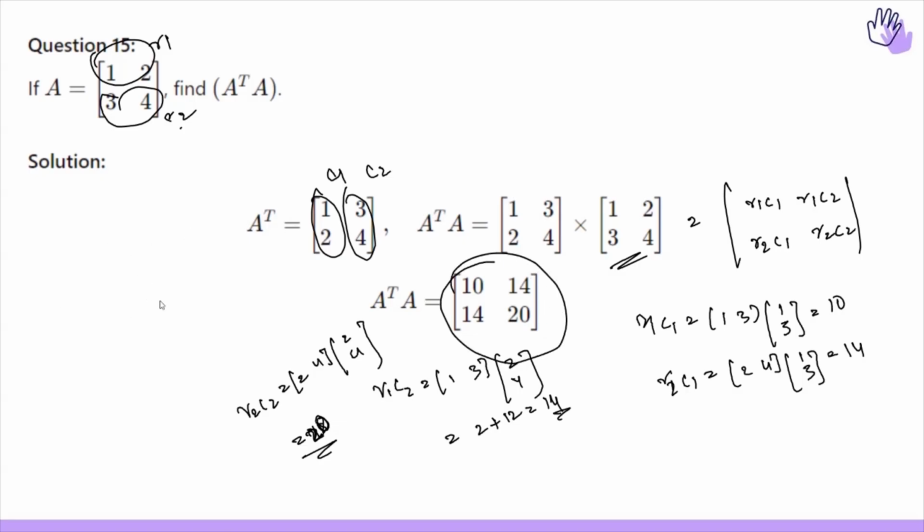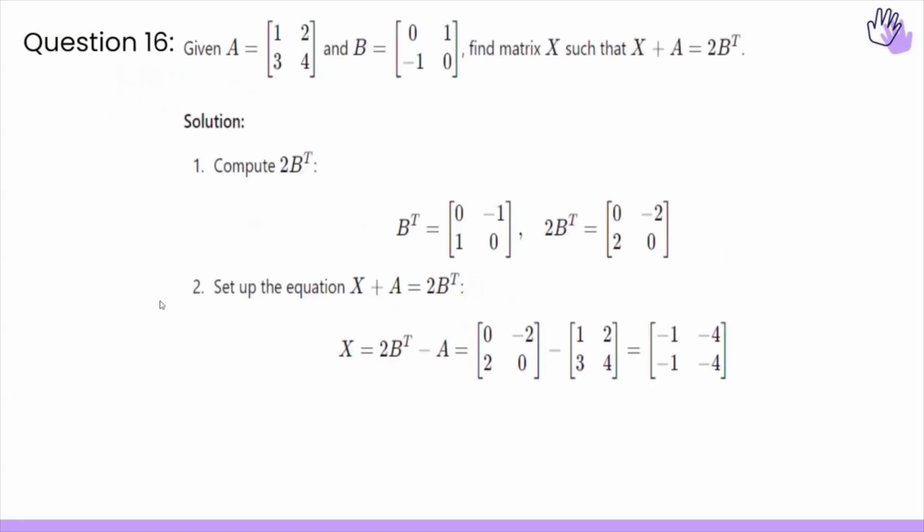Come to the next question. Given A equal to 1 2 3 4 and B equal to 0 1 minus 1 0, find the matrix X such that X plus A equals 2 times B transpose. First thing, compute B transpose.